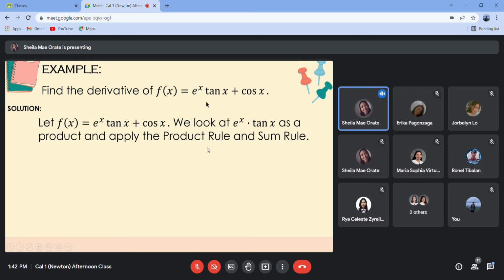After we perform the product rule, since cosine x is added, the sum rule comes in. So we have e raised to the power of x times the derivative of tangent x plus tangent x times the derivative of e raised to the power of x. This is our f of x and this is our g of x. So f of x times the derivative of our g of x plus g of x times the derivative of our f of x.